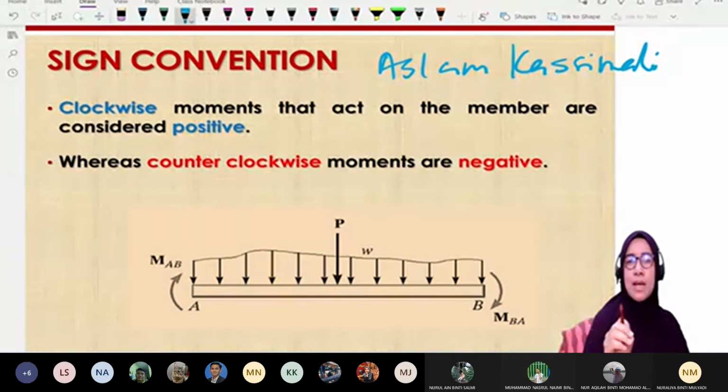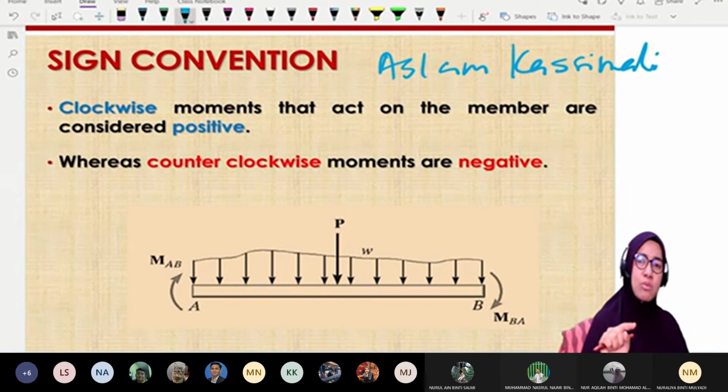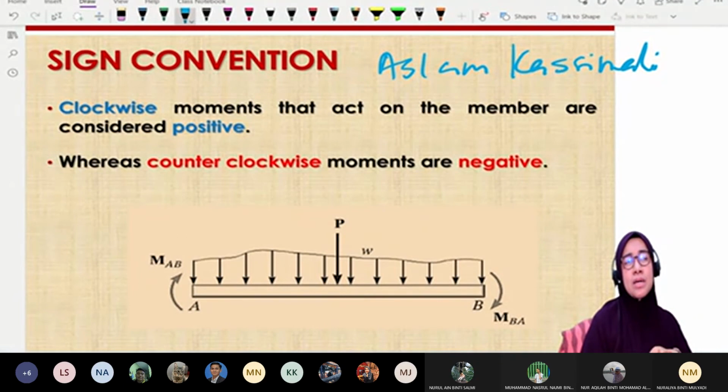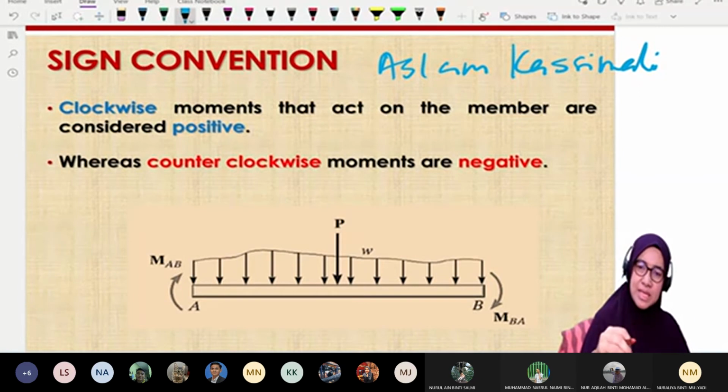Okay, Aslam Kasim Ali also has a book on structure analysis, moment distribution method as well as slope deflection method. Use counterclockwise as positive. If you refer to, for example, notes from the internet, you may find examples, but the signs are all reversed. Why are all the signs reversed? Because the assumption they made at the beginning is counterclockwise.